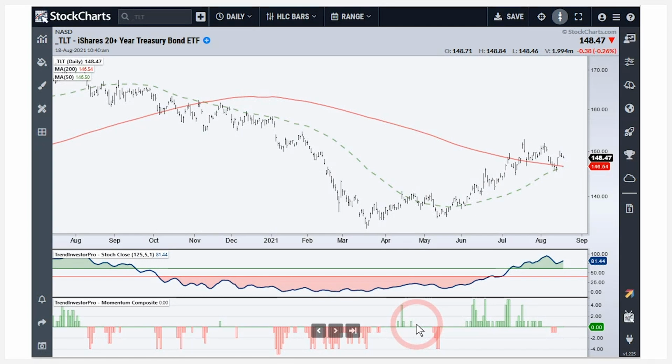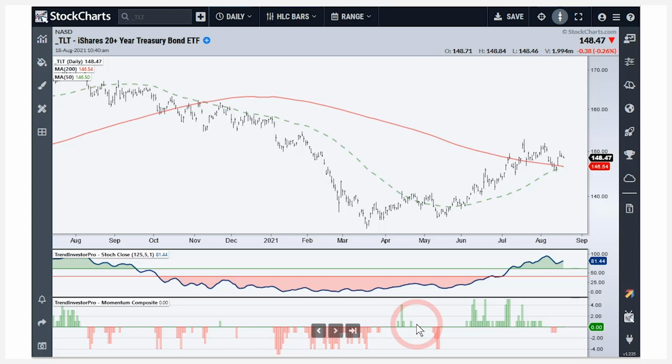So I want to start off with TLT because there's an interesting dynamic possibly at work here, the traditional inverse correlation between treasury bonds and stocks. Treasury bonds are the classic risk-off asset. They are the safe haven. That's where traders and investors go when they flee riskier assets like stocks. We're not seeing that right now.